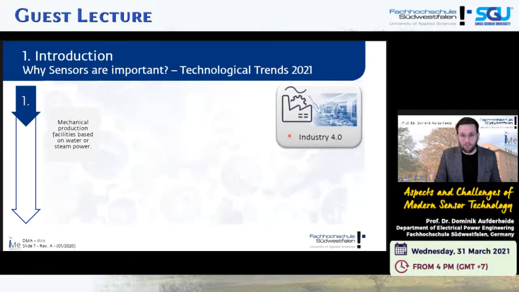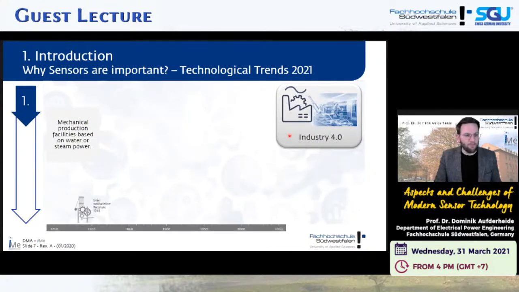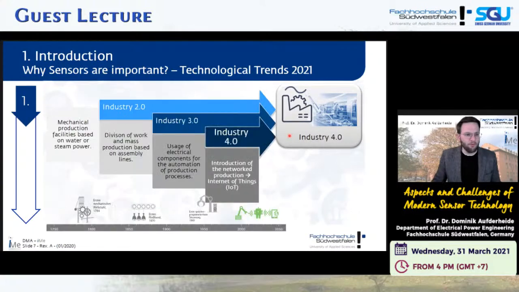Maybe another technological trend which you have mainly heard about is Industry 4.0. Just a short historical classification of Industry 4.0. Industry 1.0 is, of course, the mechanical production facilities we had back around 1800. With Industry 2.0, we are talking about the first division of work, mainly driven by the introduction of assembly lines. Industry 3.0 is the point where we are currently still in most cases, which means that we have highly automated production processes using electrical components like PLCs, embedded systems, electrical motors, and so on.